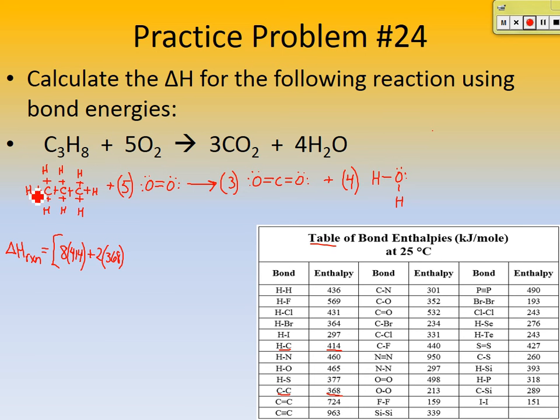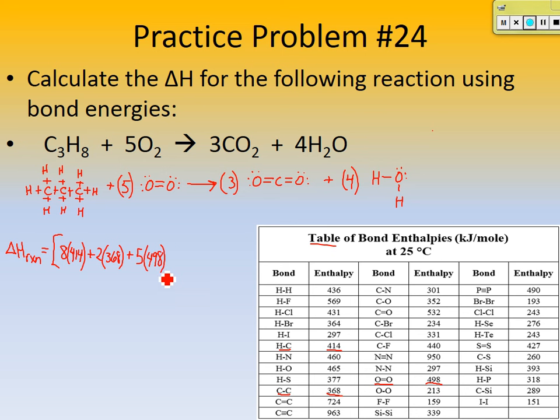Now, that takes care of the propane molecule. Let's go to the oxygen now. It's also a reactant, so I'm going to need to break this bond. It's an oxygen-oxygen double bond. This is just one molecule, but how many do we have? We have 5. So I'm going to times it by what? 5. And how much energy does it take to break an oxygen-oxygen double bond? 498. Good. It's right here, 498.